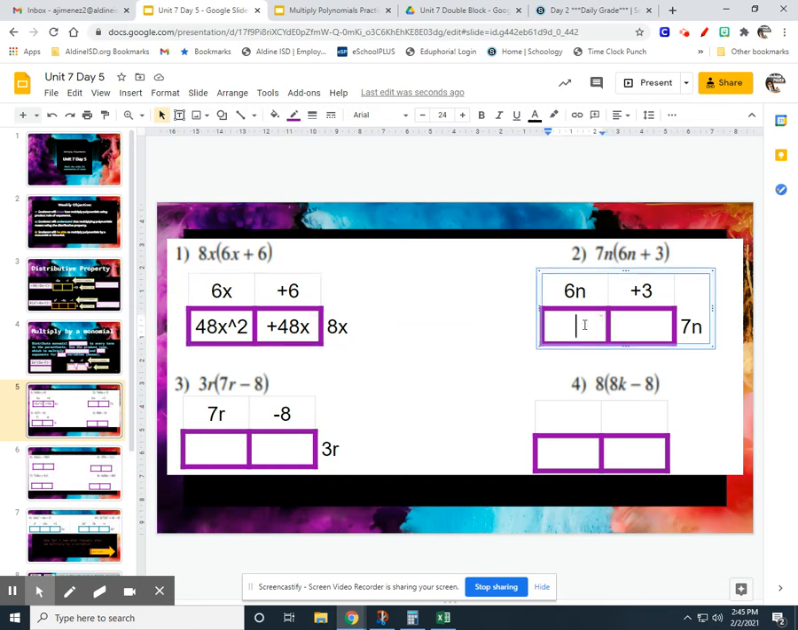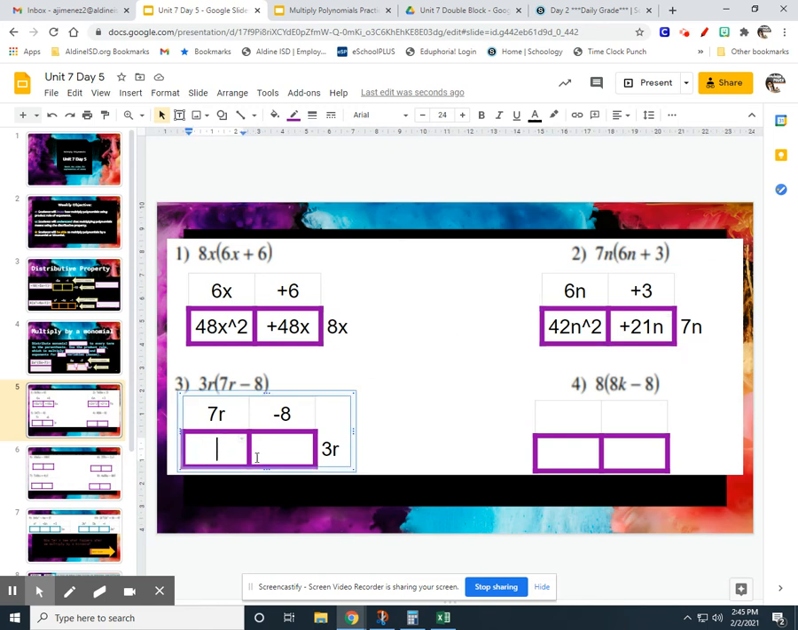7 times 6 is 42, and shift number 6, and you add the exponent. 1 plus 1 is 2. Remember, it's an imaginary 1 for that exponent when that variable's there. Now we multiply the 3 and the 7, so that's plus 21, and we bring over the n because there's no other n to be multiplied. 7 times 3 is 21. We do R, shift, hold the shift key, and press the 6. They're both 1, so I add 1 plus 1 is 2. Over to the next box. Negative 8 times 3 is negative 24, and I bring over the variable because there's no other variable to multiply by.